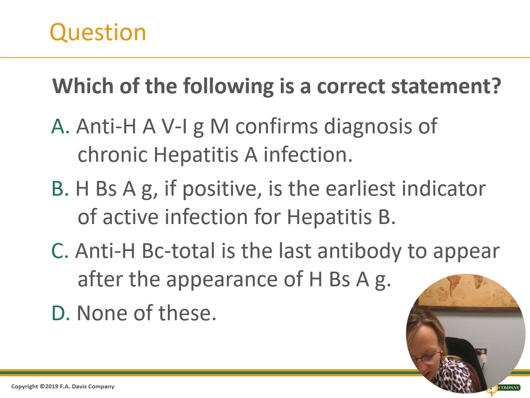Hepatitis B antigen, if positive, is the earliest indicator of active infection of hepatitis B, is also present in chronic disease or carrier state, and does not become positive after immunization.